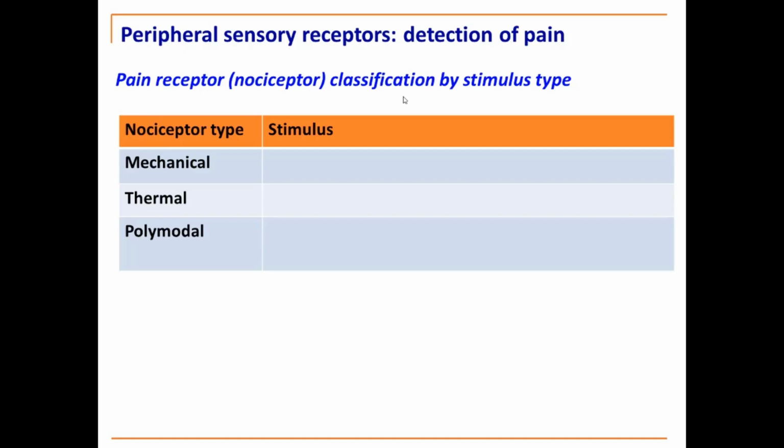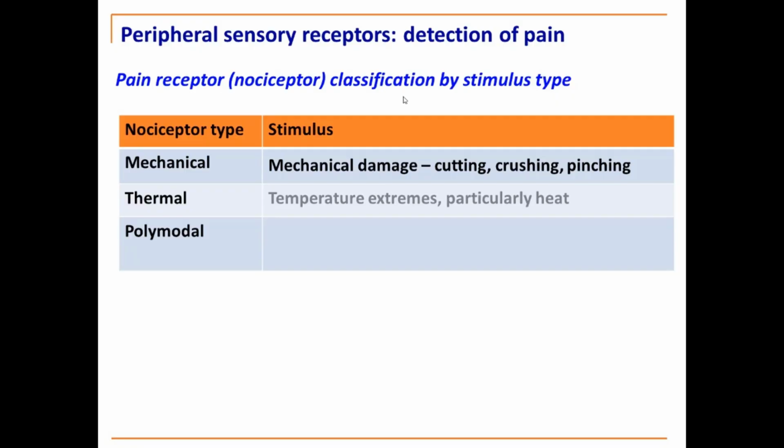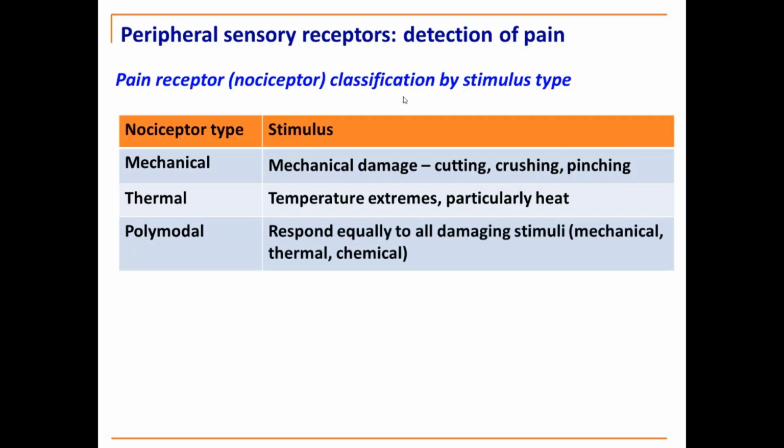Okay, so when we're thinking about mechanical, we're thinking about mechanical damage, of course. So we're thinking about cutting, crushing, pinching, anything like that. If we're thinking about thermal, that's really obvious. That's going to be temperature extremes, in particular heat, but also cold, of course. And then your polymodal, they seem to respond equally to all damaging skin stimuli, whether that's mechanical stimuli, thermal stimuli, or chemical stimuli.